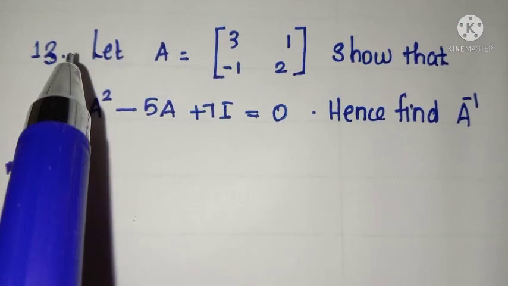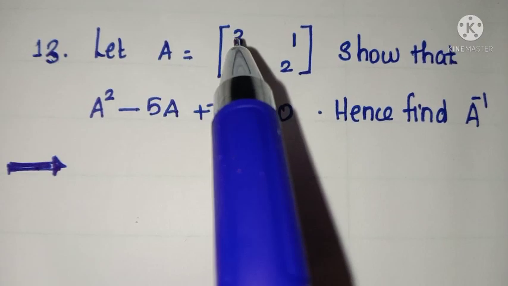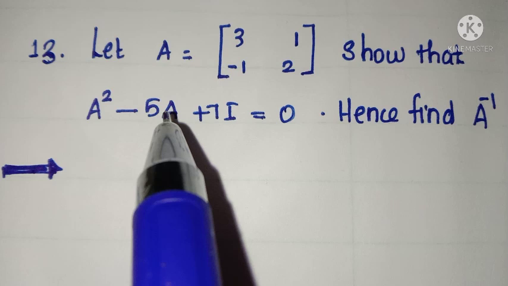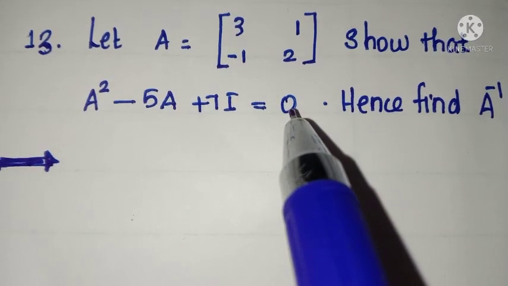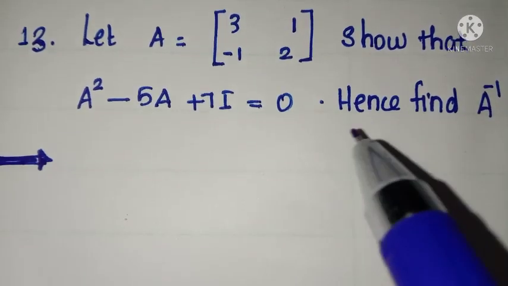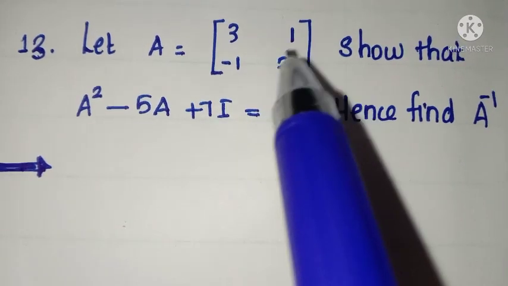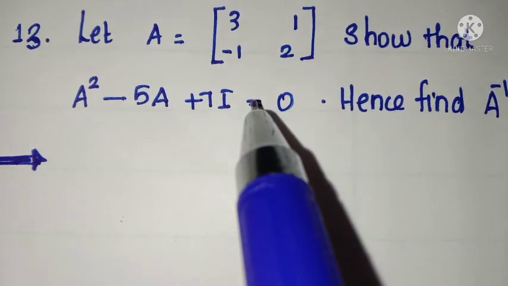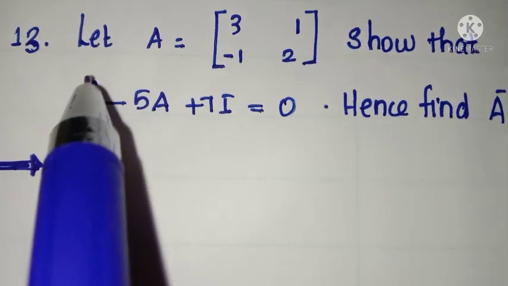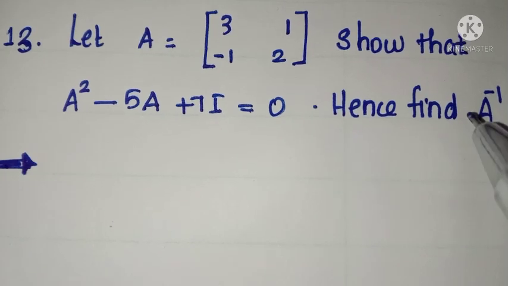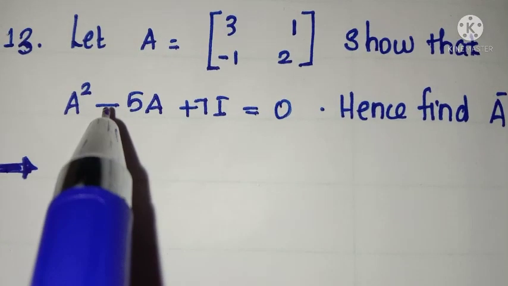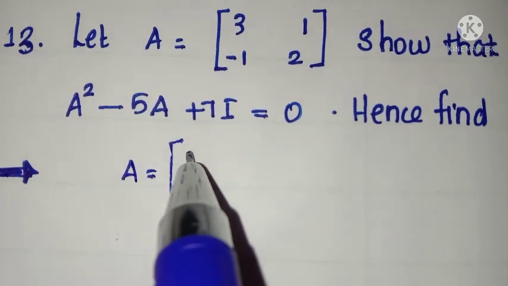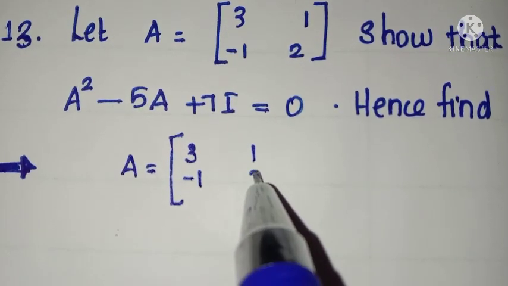Number 13. Let A be the matrix 3, 1, minus 1, 2. Show that A square minus 5A plus 7I equal to 0. Hence find A inverse. Listen, we have a matrix and we need to show that a matrix equation is equal to 0. And from this equation, we have to see what is A inverse.